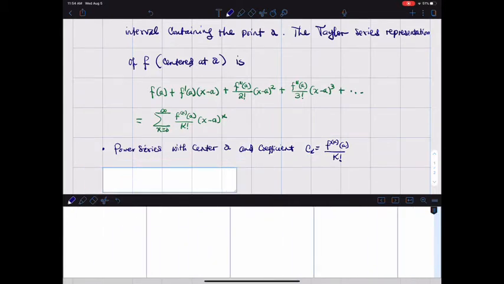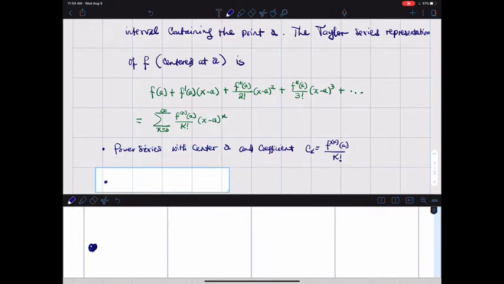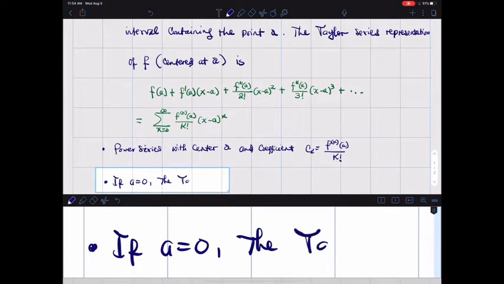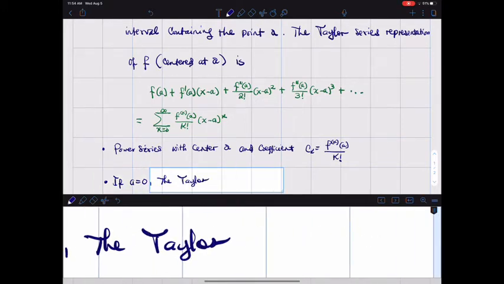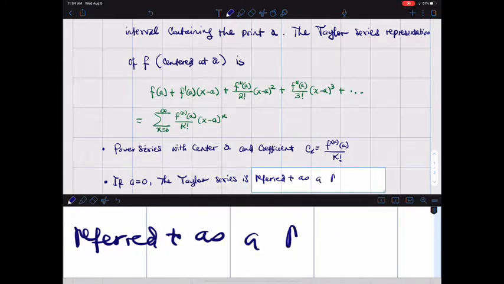All right, most of the time, the easiest type of Taylor series is when the center is at 0. So if the center a is equal to 0, the Taylor series is referred to as a Maclaurin series.